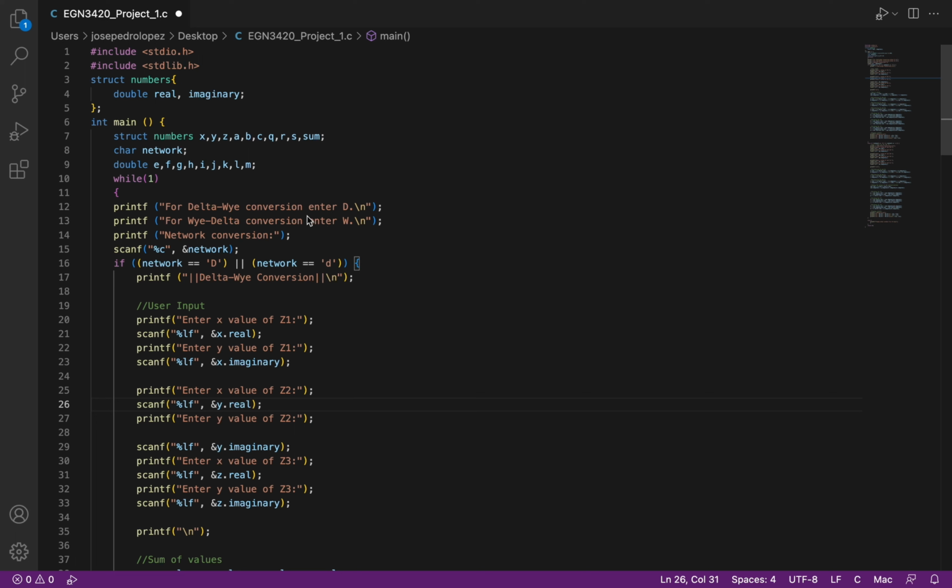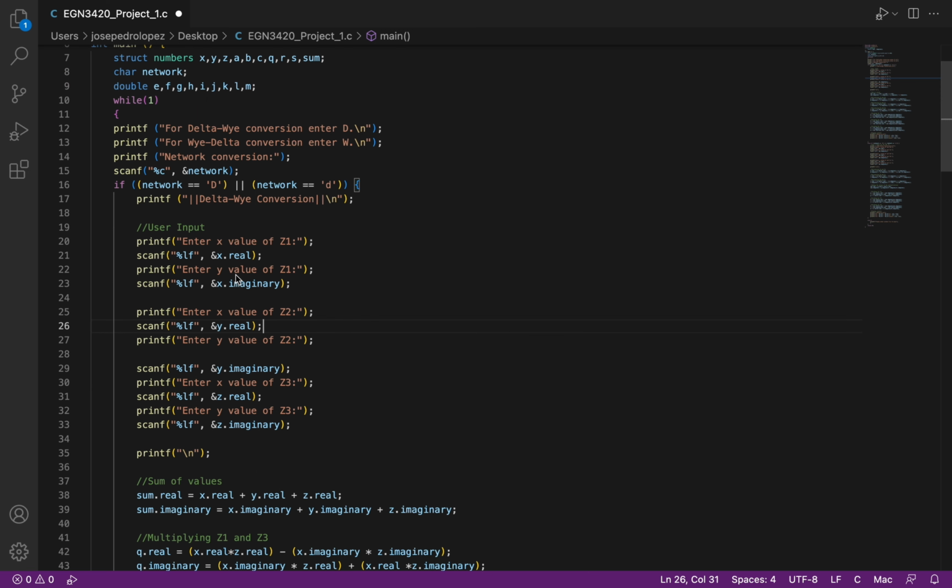Once the user decides to do either delta to y or y to delta, if they choose to input D, the script will ask them to enter the x and y value of z1, z2, and z3 right here. The x value will be the real part, and the y value will be the imaginary part of each set.